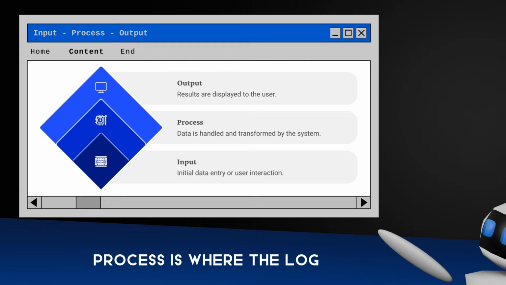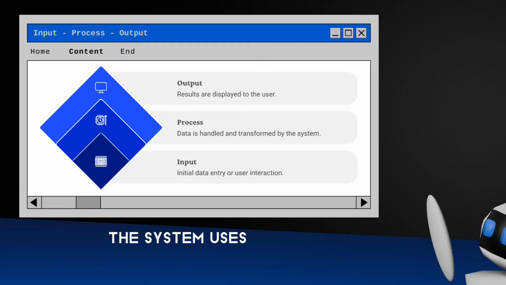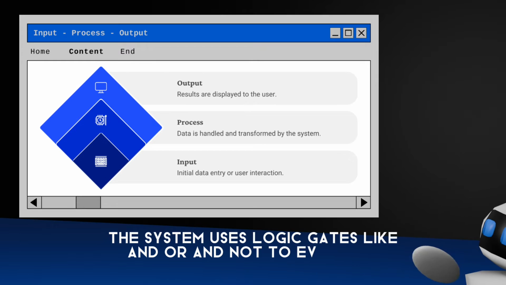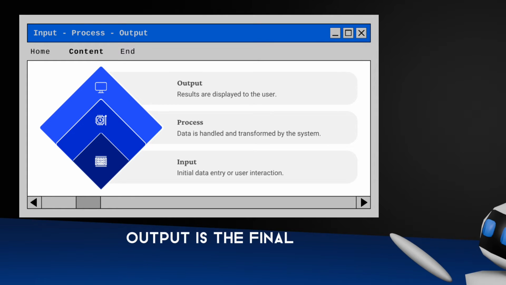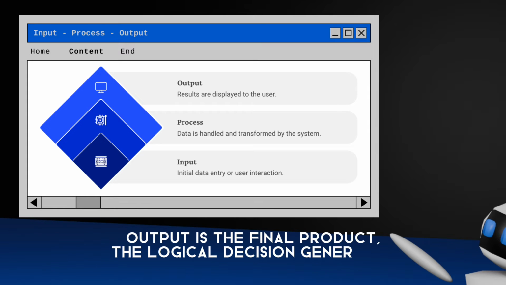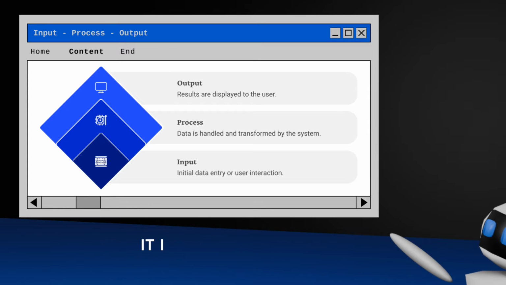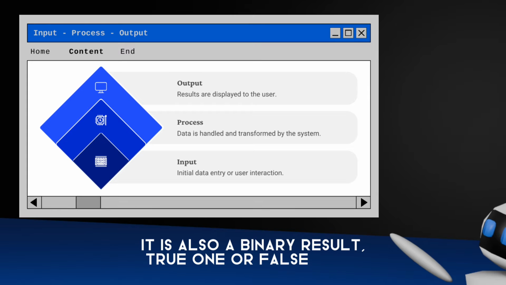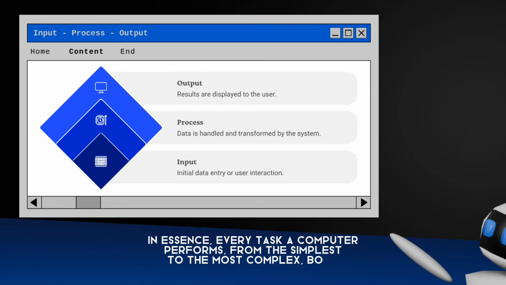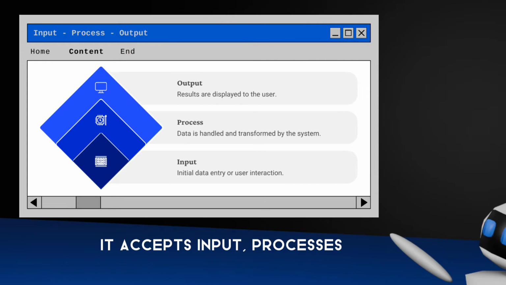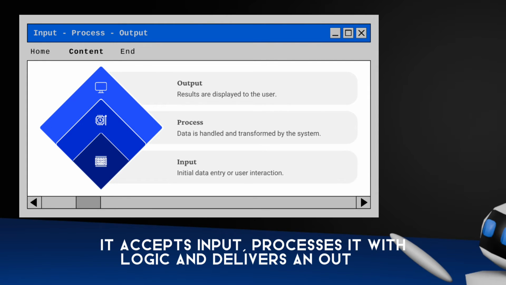Process is where the logic happens. The system uses logic gates like AND, OR, and NOT to evaluate the input based on predefined rules. Output is the final product, the logical decision generated by the process. It is also a binary result, true, 1, or false, 0. In essence, every task a computer performs, from the simplest to the most complex, boils down to this fundamental cycle. It accepts input, processes it with logic, and delivers an output.